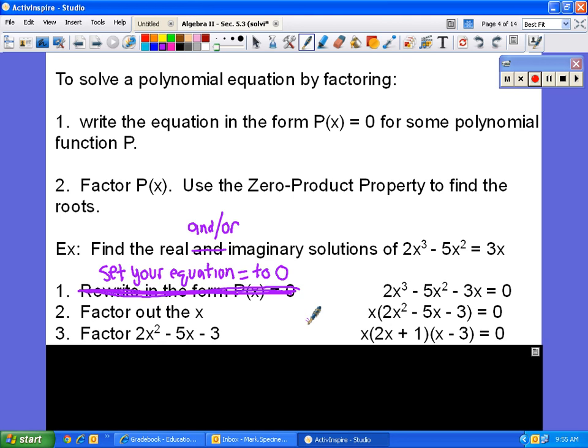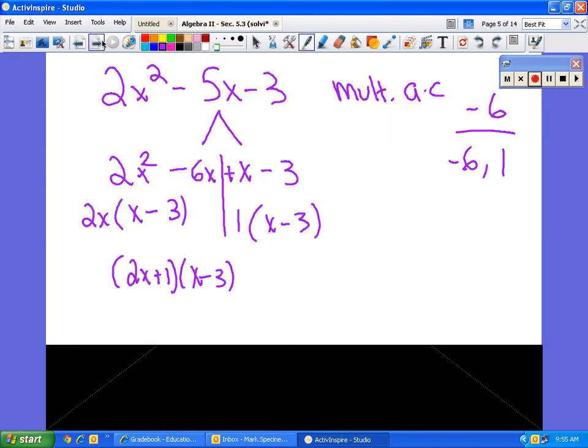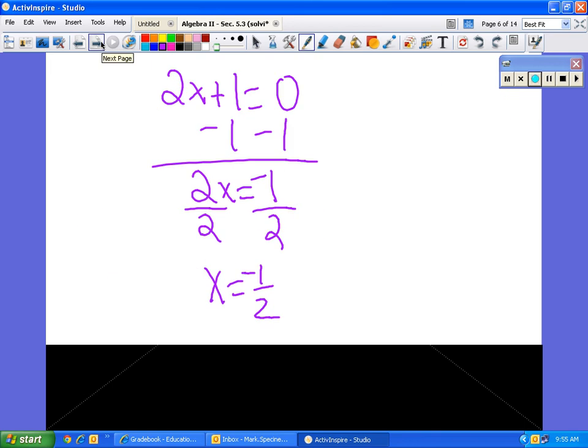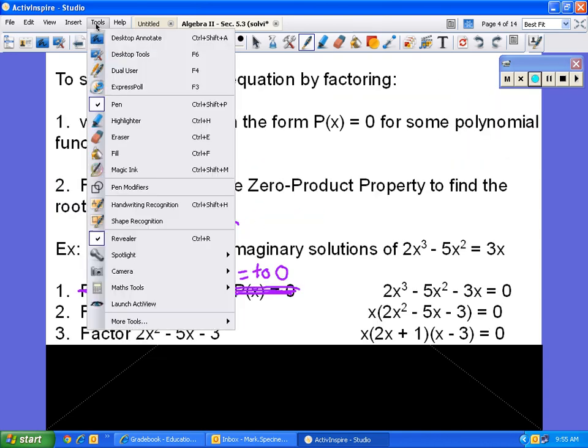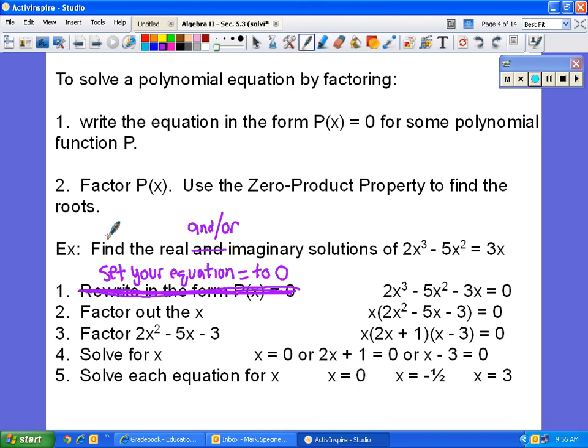As for this one, unfortunately, we cannot use the shortcut. So what we have to do is use algebra. We're going to set our expression equal to 0 and solve for x. So we subtract 1 from both sides, we divide both sides by 2, we get x equals negative 1/2. So those are my 3 solutions.